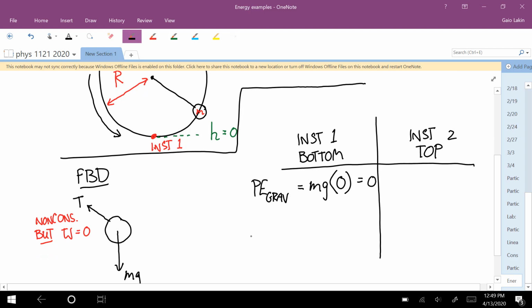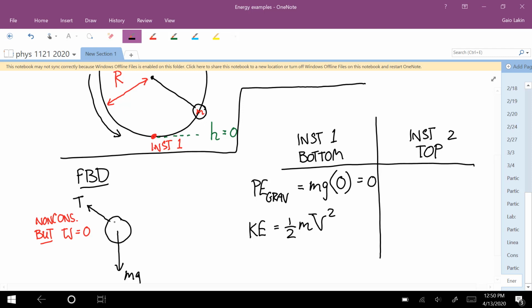And now the kinetic energy, what do we know about that? Well, the kinetic energy is 1/2 times the mass times the speed squared, and I'm going to call the speed at the bottom v. That's what we're going to calculate. So that's all the information that we need here. We don't have any spring potential energy because there's no springs in this problem exerting forces on that object. So this is all we have.